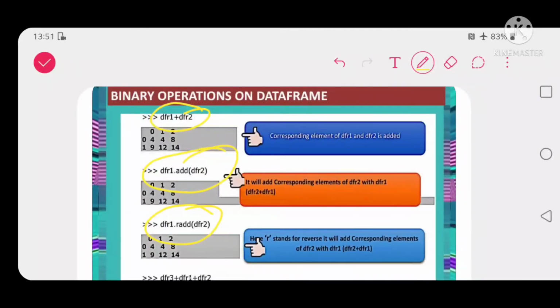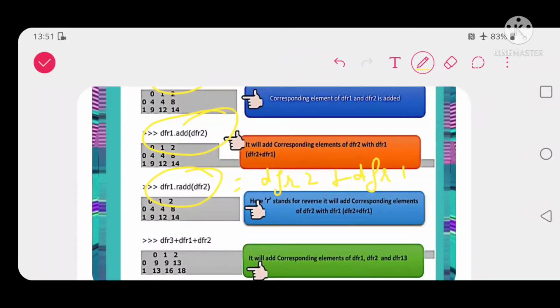Reverse addition means if I am writing here df1 plus dot radd df2, it means this expression is equivalent to df2 plus df1. Clear? Reverse addition means the parameter which you have written in the bracket comes at the front and df1 will come at the second place. But the result of both operations will be the same because addition is commutative. You can see if I am doing 3 plus 4 or 4 plus 3, both are the same.